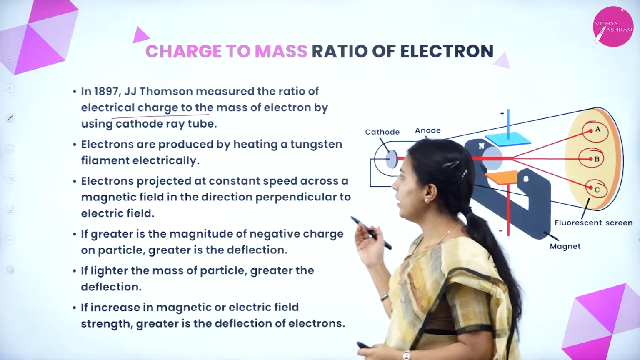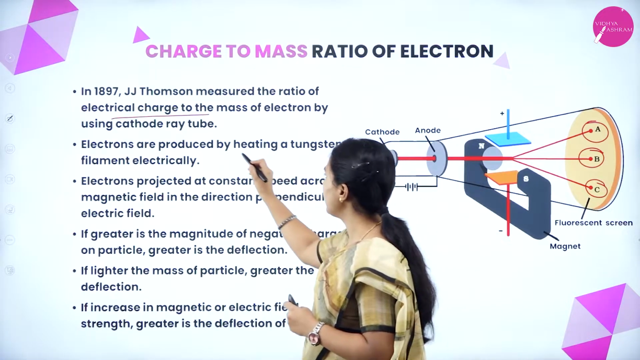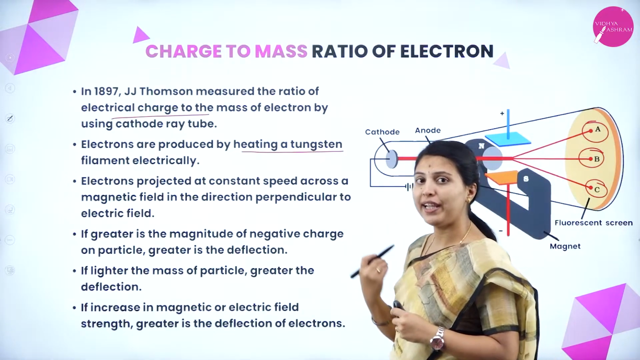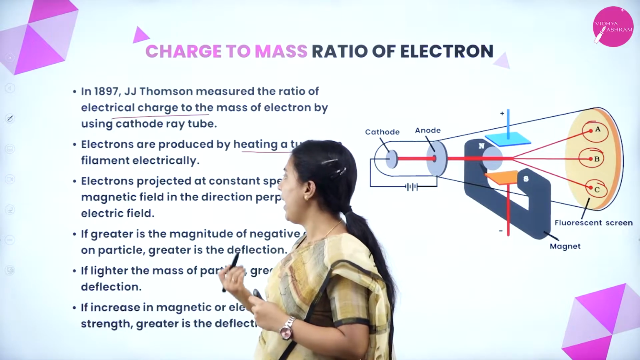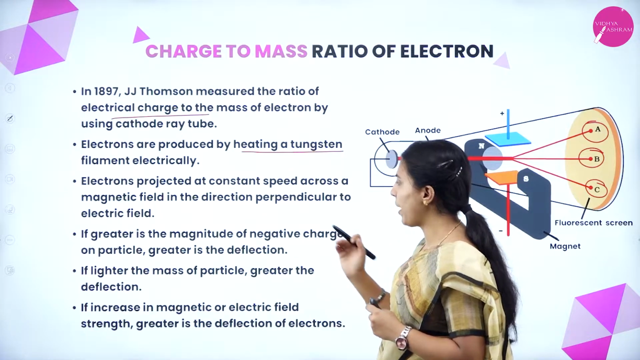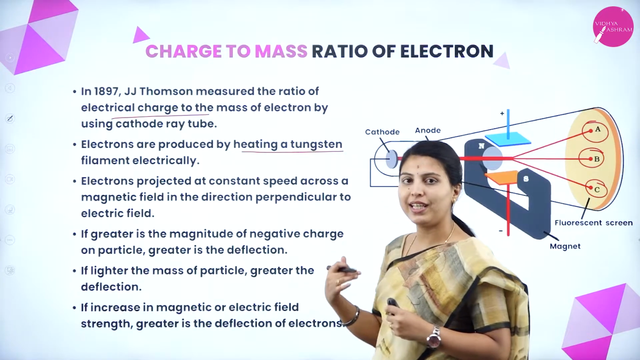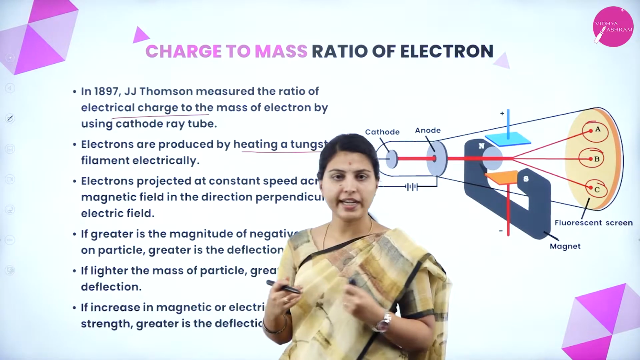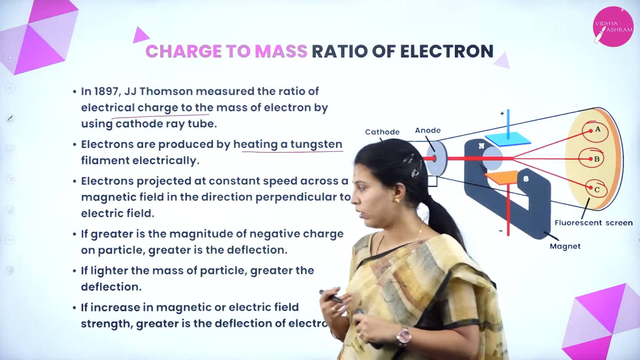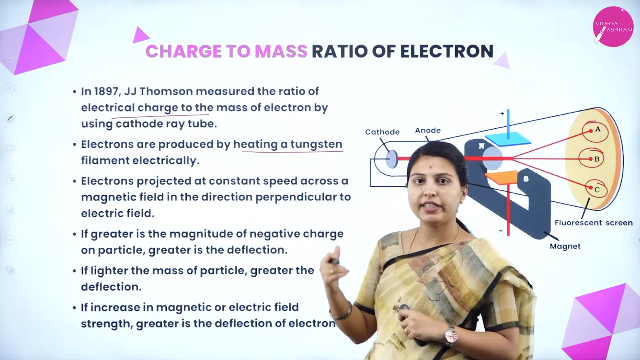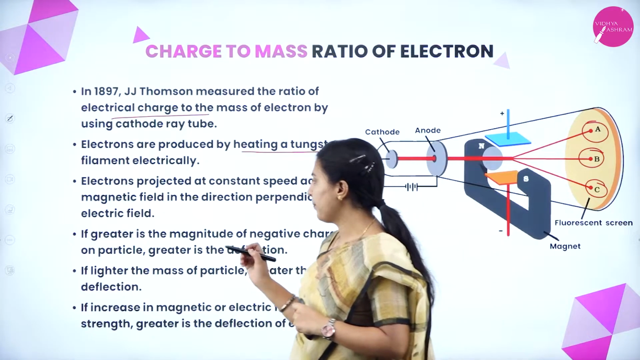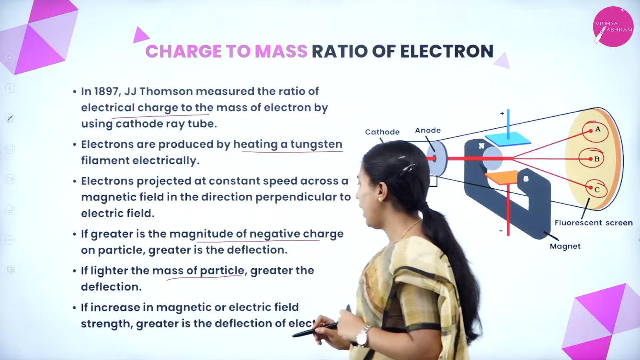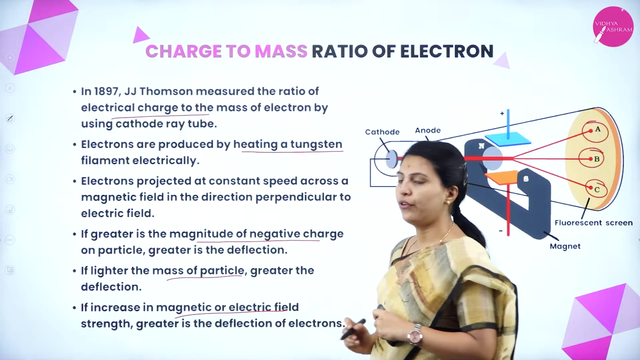This is what he showed. Electrons are produced by heating a tungsten filament electrically. Here whatever electrons are propagating were produced by heating a tungsten filament. Electrons are projected at constant speed across a magnetic field in the direction perpendicular to the electric field. That's what I told, they were perpendicular to each other, and this is the experimental observation. The factors which affect the electrons' movement are the magnitude of negative charge on the particle, the mass of the particle, and the magnetic and electrical field strength.